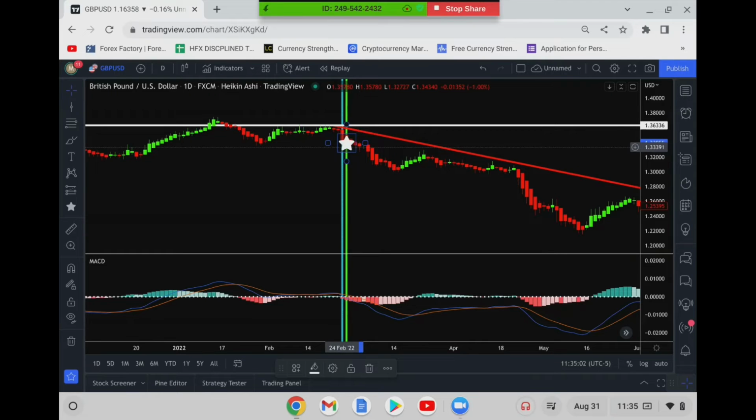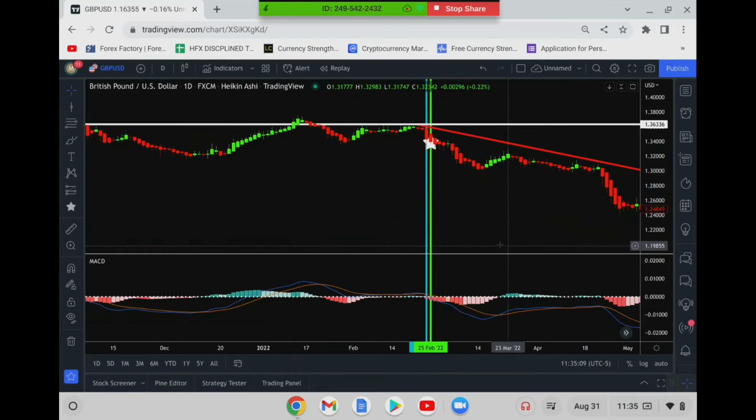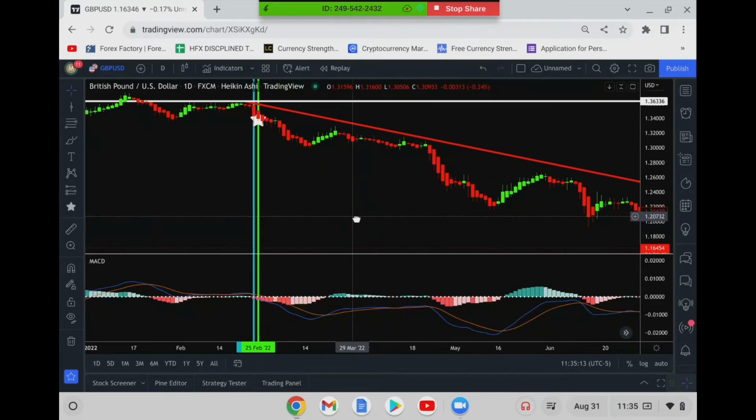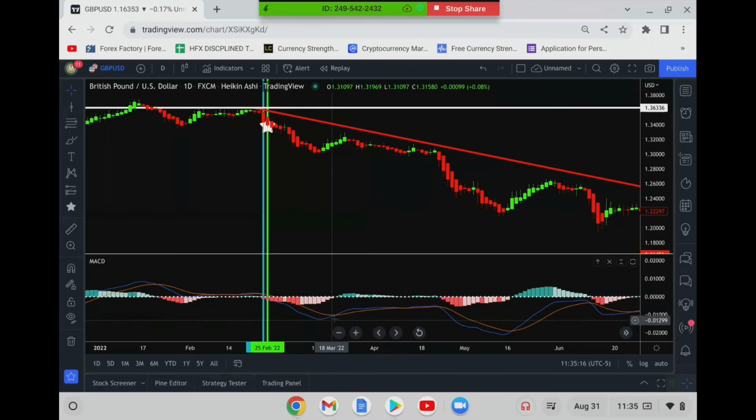So now that we have gotten in on our first entry on this trade, we can start to prepare ourselves for a second entry on this trade. Now, if you take a look at the MACD, like I said, you guys, the MACD will provide you signals of when to get in for buys and sells. I did tell you guys when the blue MACD is crossing below the orange signal line, you should be looking for sells. And when the blue MACD is crossing above the orange signal line, you should be looking for buys.